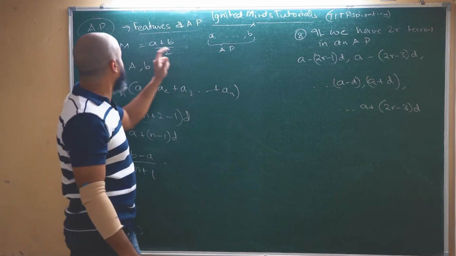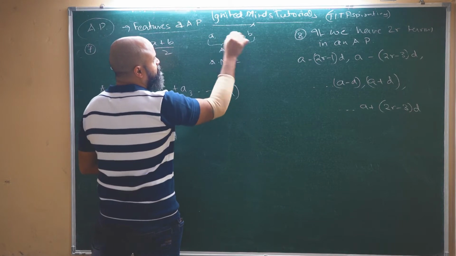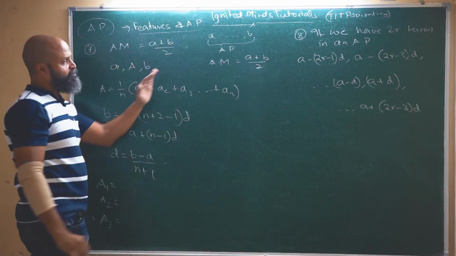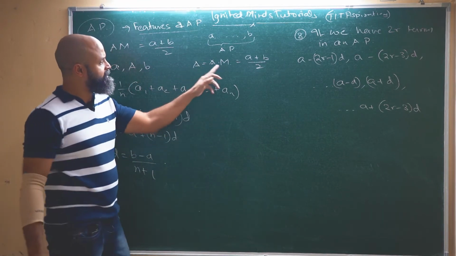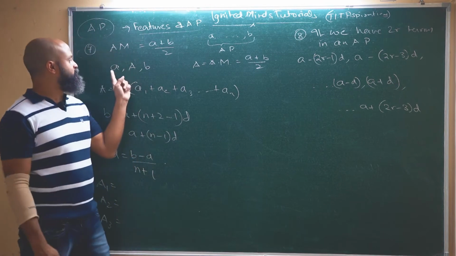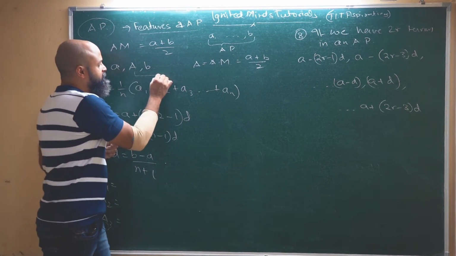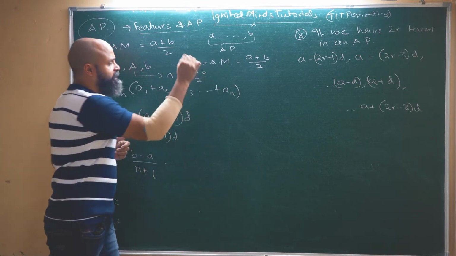Now how do we calculate this? Arithmetic mean basically means the sum of the first and the last number divided by 2. So if we have to place this arithmetic mean between them, and we represent it by a capital letter A, then this will be A and this will be B. Basically, A will be equal to the sum of the first and the last term divided by 2.